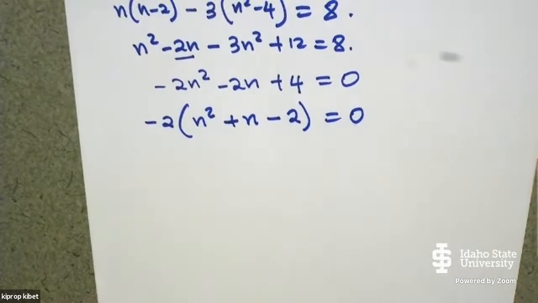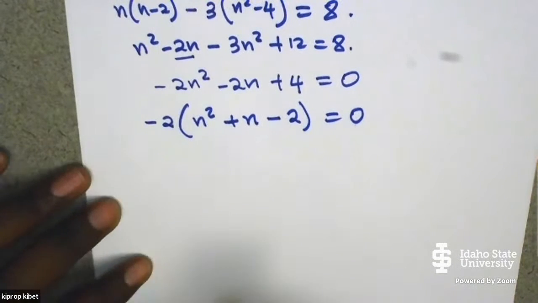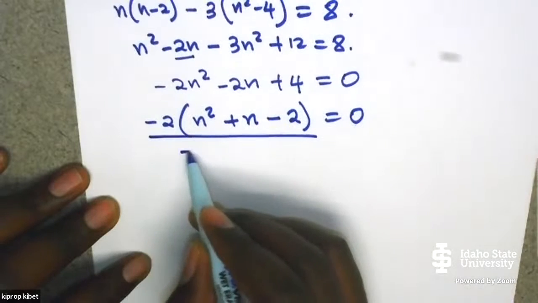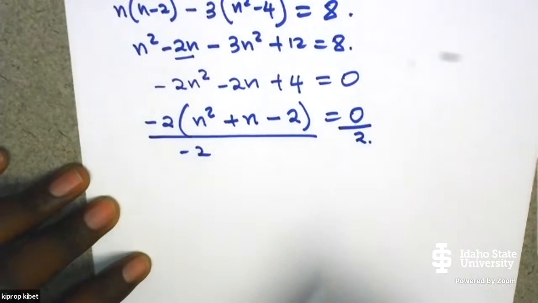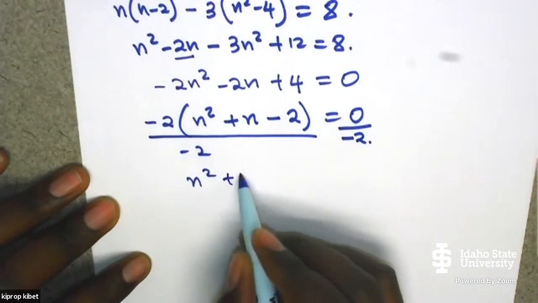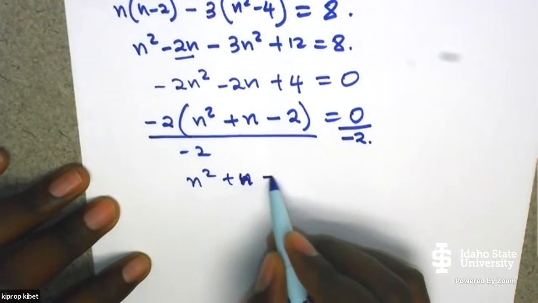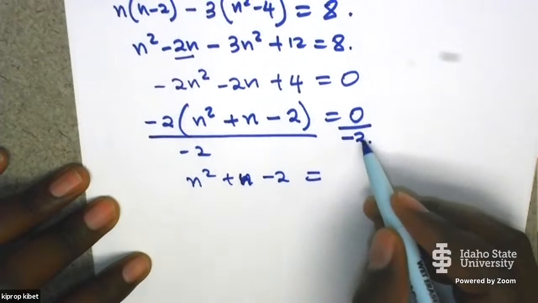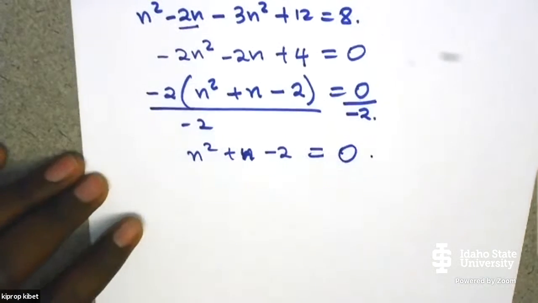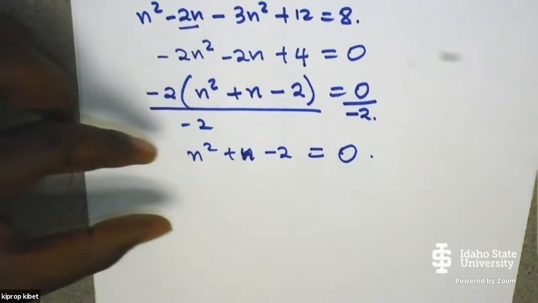So you can divide everywhere by minus 2. So what remains here is n squared plus n minus 2 equals what? 0. Minus 2 divided by minus 2 is what? 0. It's 0.